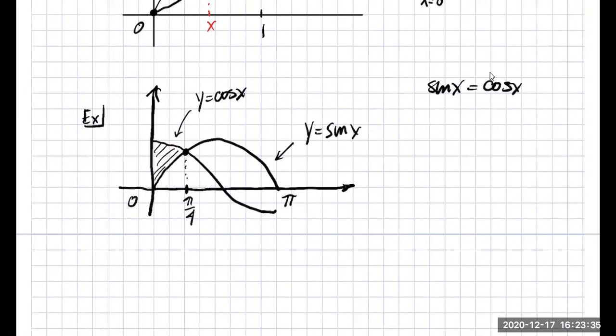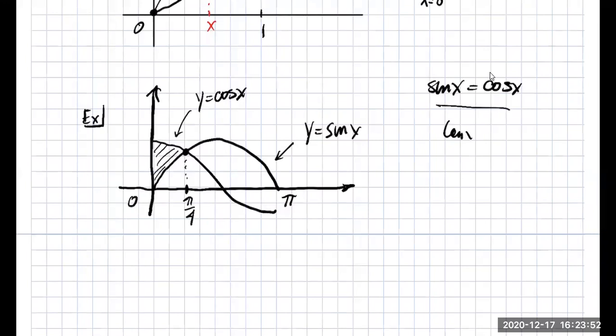So for example, in this case, the equation says, where is the sine equal to the cosine? An exercise that we just did a minute ago. Alternatively, you can divide both sides by the cosine to get the tangent of x is equal to 1.